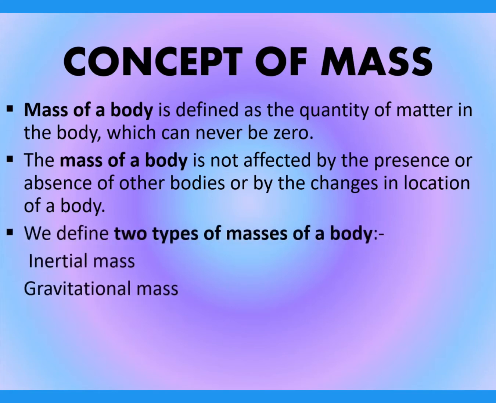Now, there are two types of masses of a body. Firstly, inertial mass, and secondly, gravitational mass. Inertial mass of a body is a measure of inertia of the body, and gravitational mass of a body is a measure of gravitational pull of Earth on a body. The value of the two types of masses of a body are identical.